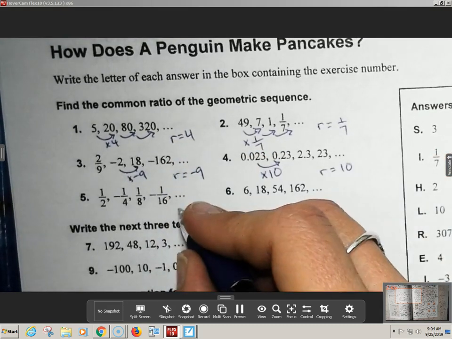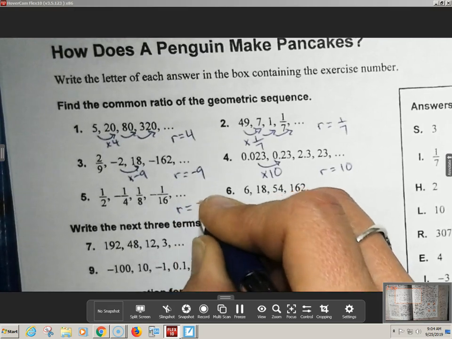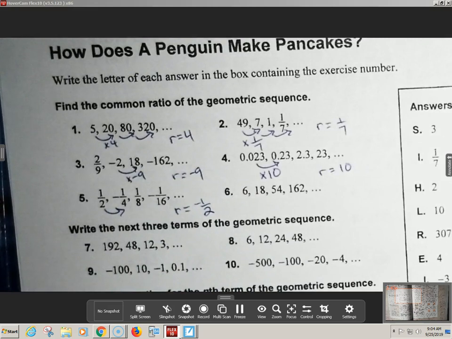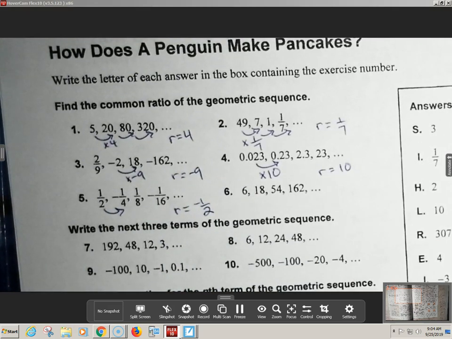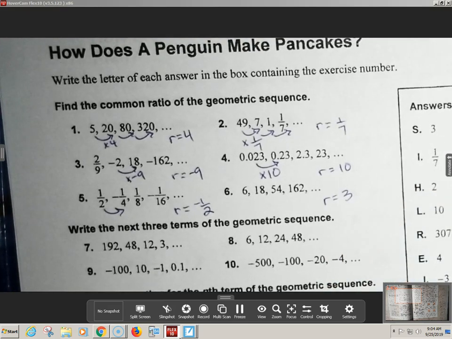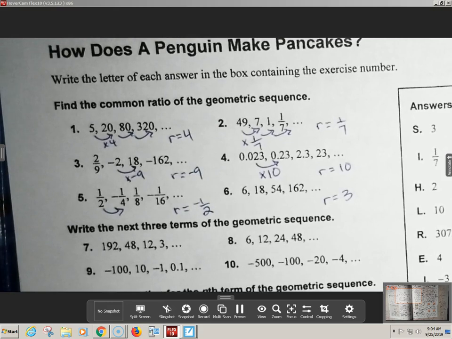So this one was a little bit harder, but it should have been -1/2, because I would have needed to do a negative to make the signs flip, and I would have needed the 1/2 to go from 2 to 4 to 8 to 16. And then this one, I believe, double check me. Did you guys find it was 3? Nice.